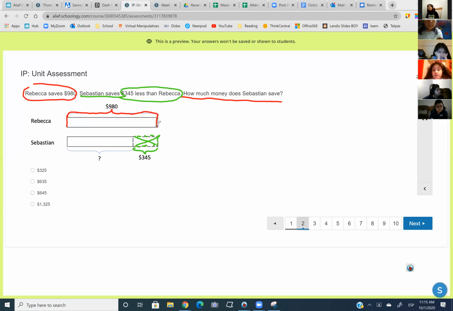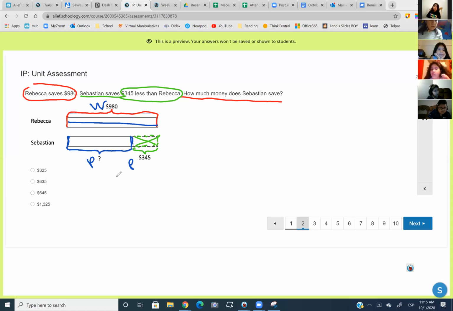Another last one is the question mark. They're asking me how much Sebastian has. Now, I notice this is the longest one from here to here. So that's the whole because it's the longest bar. This is a little one, so this is a part. And that means I'm looking for a part because from here to here, that's not the longest bar.